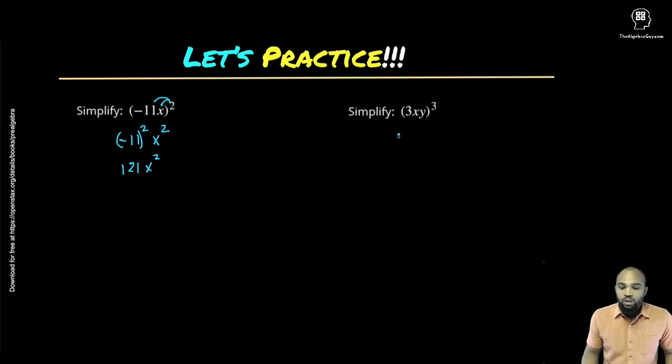All right, what about this one here? So this is the same as 3 to the 3rd times x to the 3rd times y to the 3rd. Well, 3 to the 3rd is 3 times 3 is 9. 9 times 3 is 27. And I have x cubed and then y cubed.